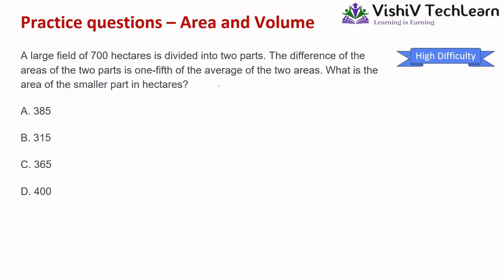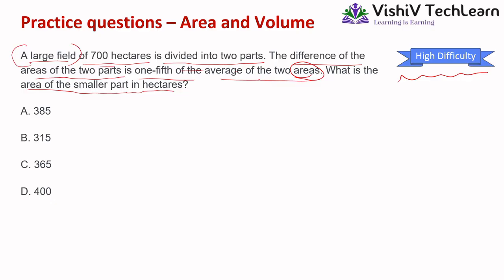Now this question is again of high difficulty level. Let me change the pen color again as red. So high difficulty level question we are going to see. What is it? A large field of 700 hectares is divided into two parts. We have to divide this large field into two parts. The difference of the areas of the two parts is 1/5 of the average of the two areas. So condition is given with respect to areas of the field. Condition is given. What is the area of the smaller part in hectares?